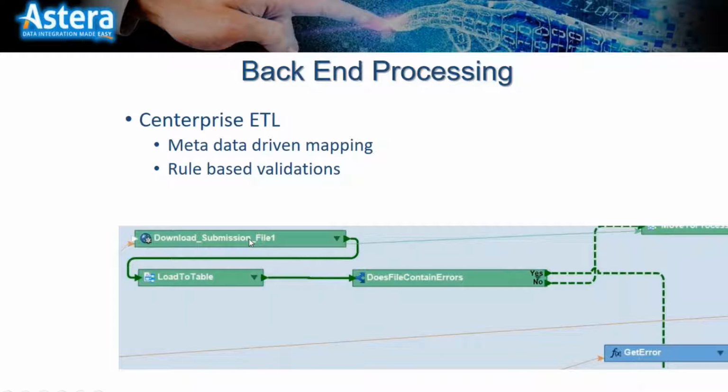So the workflow is basically just a flow chart. In this case, you're looking at first we're going to get a hold of that file that was submitted to the website. We are then going to load it to the table, then check using our rules again. Does the file contain any errors? If it does, send a response file back and mark the submission as rejected.